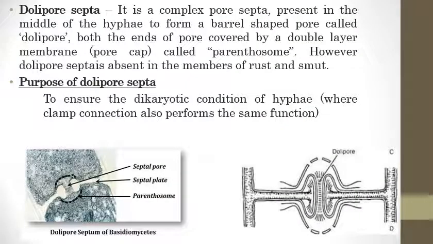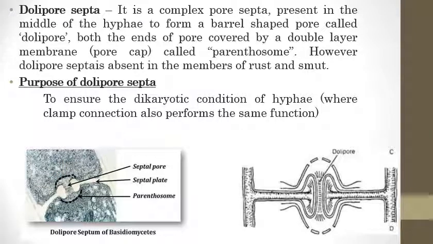One of the important characters is the Dolipore septa. As I told you, the Dolipore septum and clamp connection are important diagnostic features of Basidiomycota. A Dolipore septum is a complex septum present in the middle of the hyphae. Why is there a Dolipore septum in Basidiomycota? It ensures the dikaryotic condition. You can see here the Dolipore septa. To ensure the dikaryotic condition, this Dolipore septa helps to prevent the transfer of protoplasmic material from one side to another side.